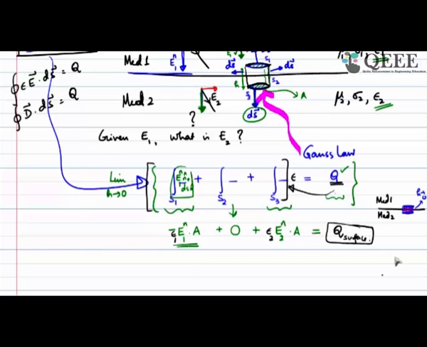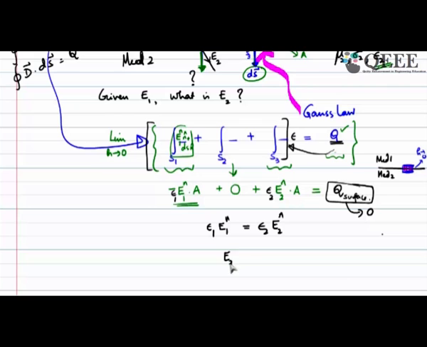If your media is such that, for example, we will talk about media later. At this moment, let's say if the charge is 0, then epsilon 1 E1 normal equals epsilon 2 E2 normal, which means my E2 normal is nothing but epsilon 1 by epsilon 2 times E1 normal.